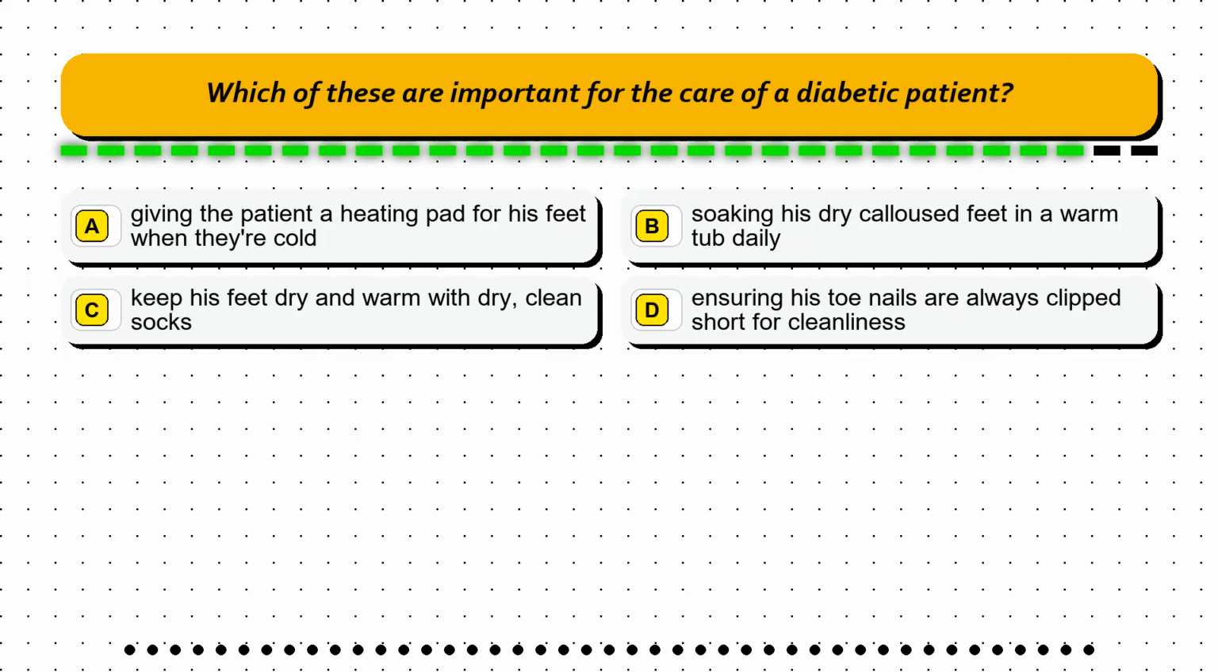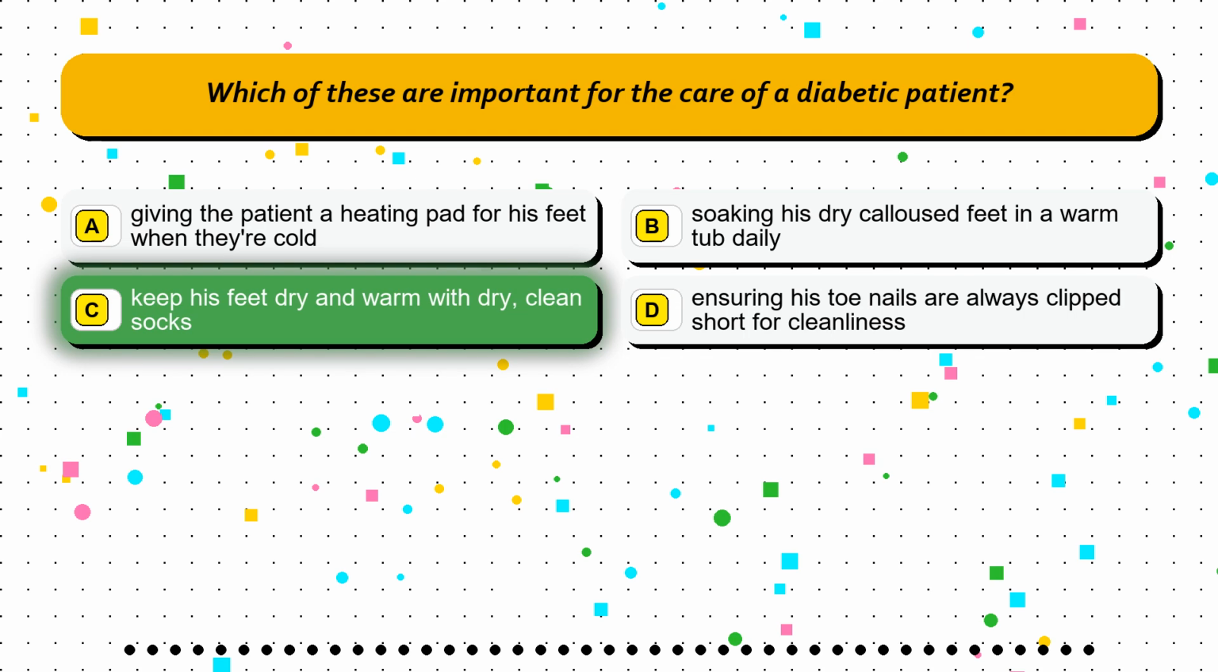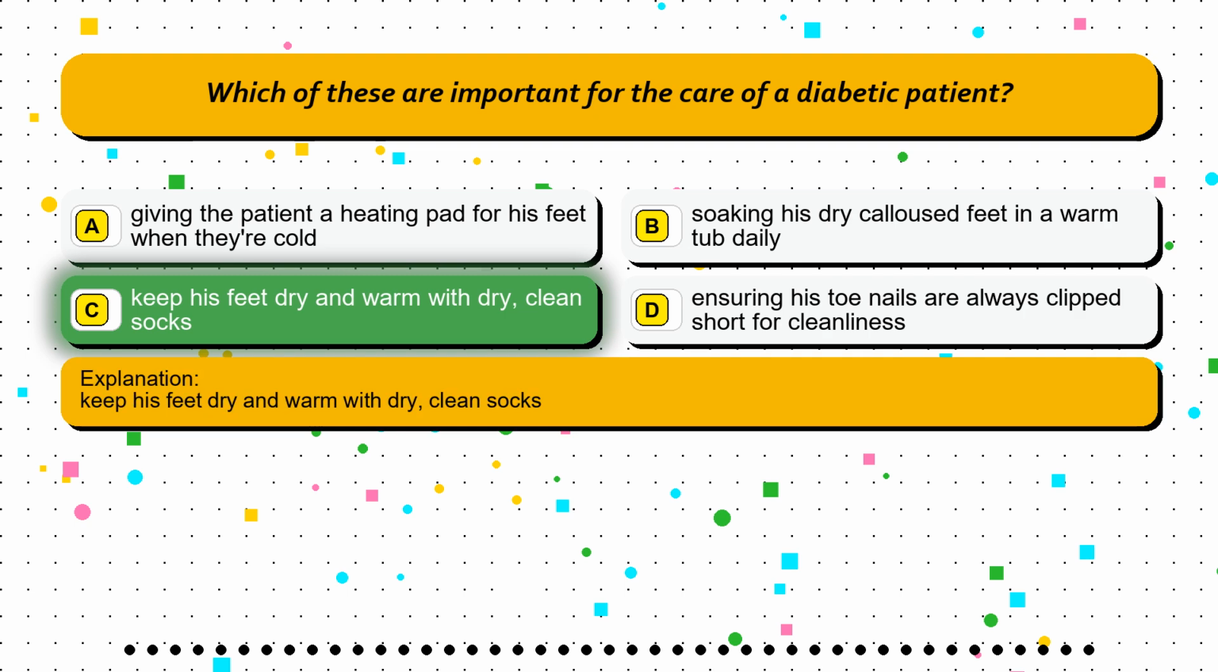Question 34. Which of these are important for the care of a diabetic patient? Option A, giving the patient a heating pad for his feet when they're cold. Option B, soaking his dry calloused feet in a warm tub daily. Option C, keep his feet dry and warm with dry, clean socks. Option D, ensuring his toenails are always clipped short for cleanliness. The correct answer is option C, keep his feet dry and warm with dry, clean socks.